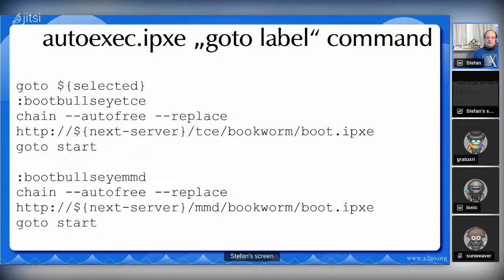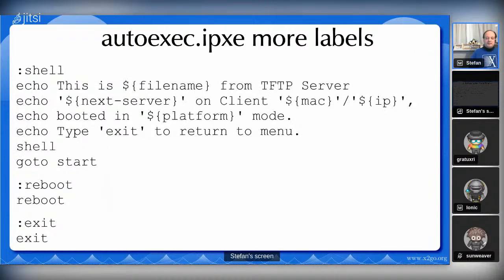Here we see the goto command again, followed by two of the labels we just saw as long names in the menu, and each entry will chain load another iPXE file. Should it fail, the goto start will send it back to the top and run the menu block again. And here are the remaining labels you saw in our sample menu. We can drop to an iPXE shell and dump some info before doing so. We can trigger a reboot, or we can exit the entire iPXE environment and continue trying to boot whatever is next in the chain, maybe a local hard disk or some removable media.